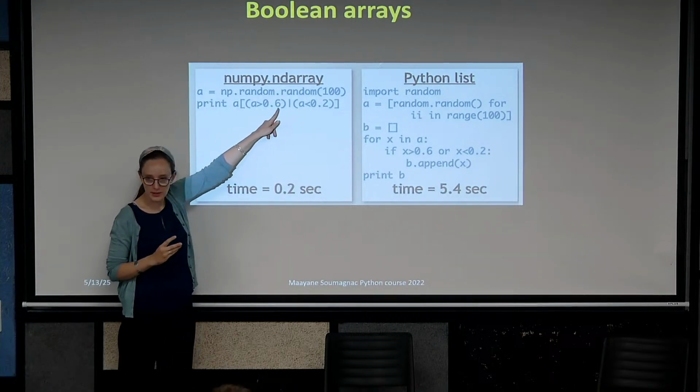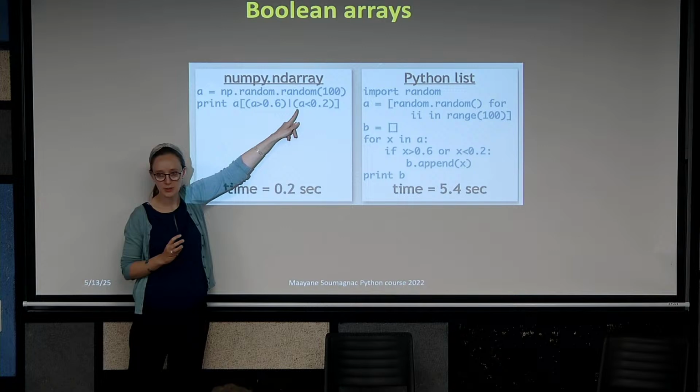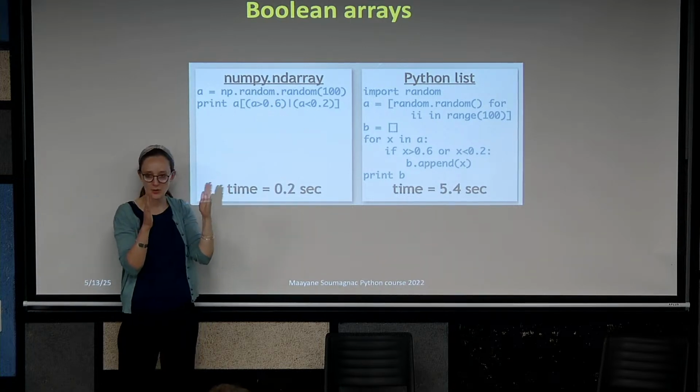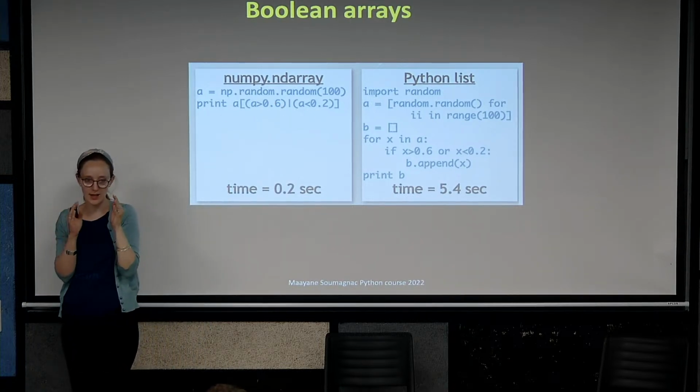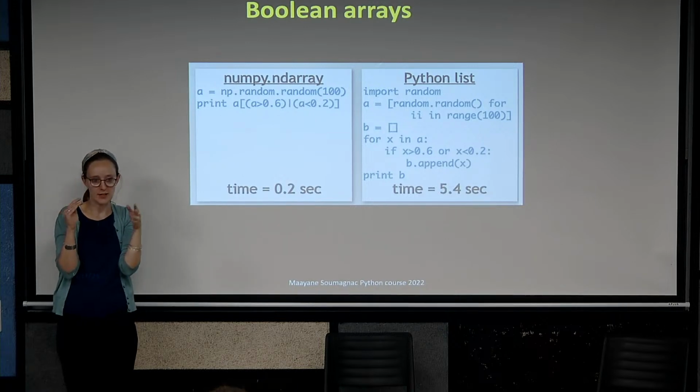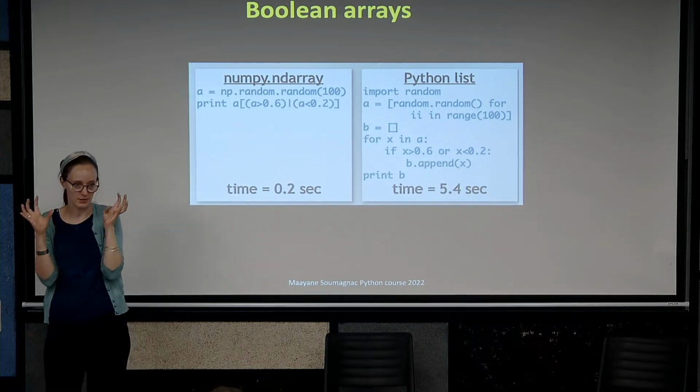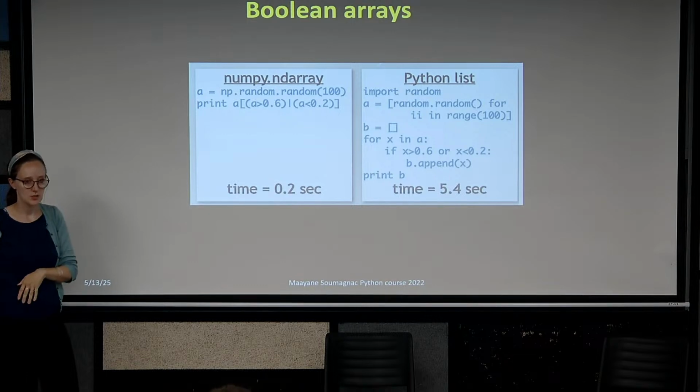This is an array of Boolean which has false values and true values, and when you take A of this Boolean array, it gives you the values of A where they are true. Okay, so we'll give it a try.